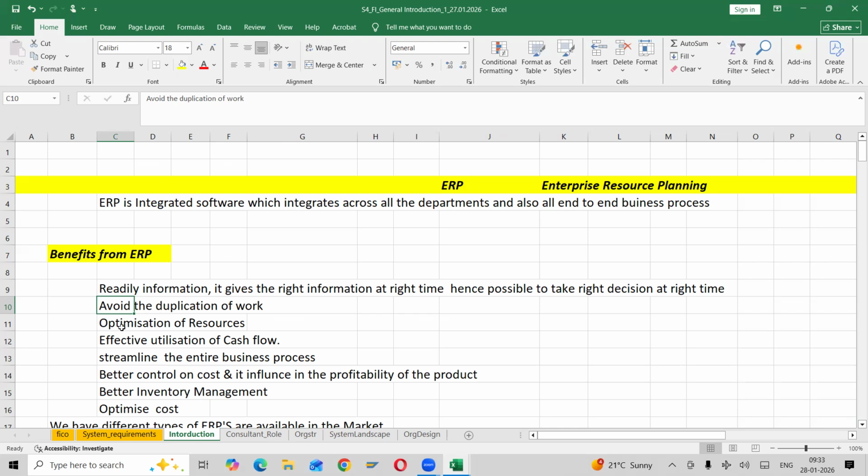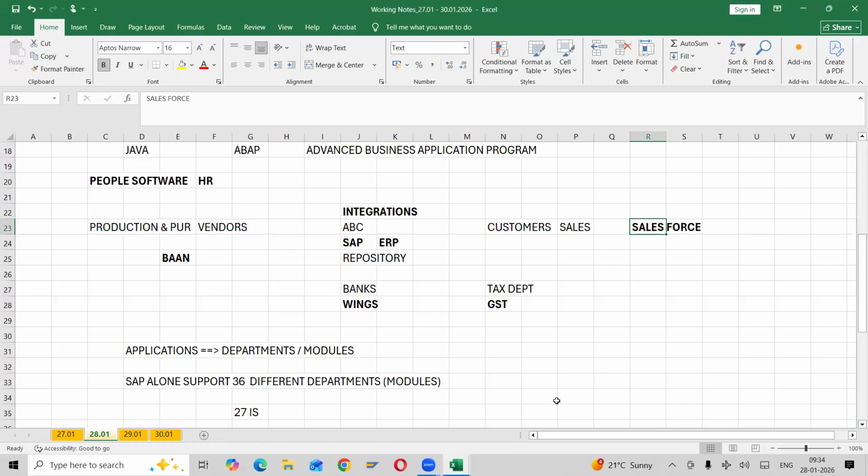Next one, optimization of resources. What do you mean by optimization of resources? In ERP, the main motive is to utilize the fuller extent of available resources. Clear? So with the ERP, we can utilize all our resources. What are the resources for any business? It's land, labor, organization, or you can call them the factors of production.